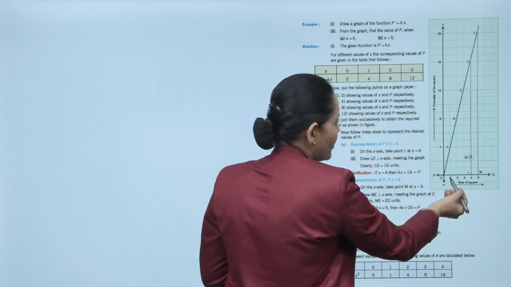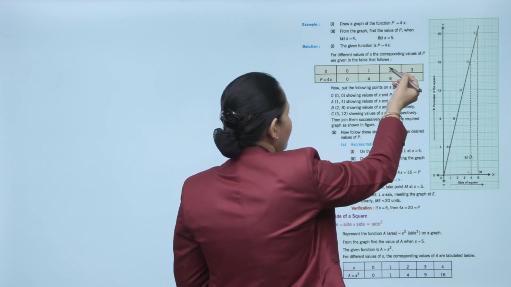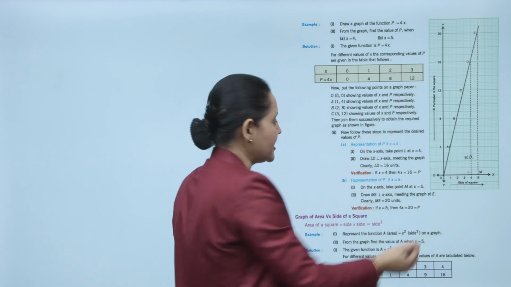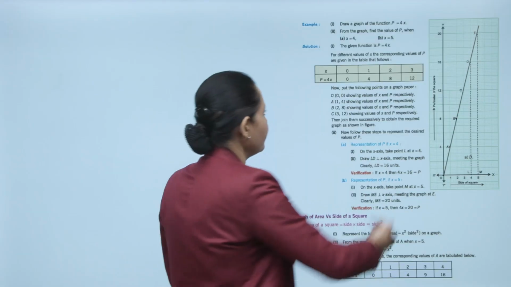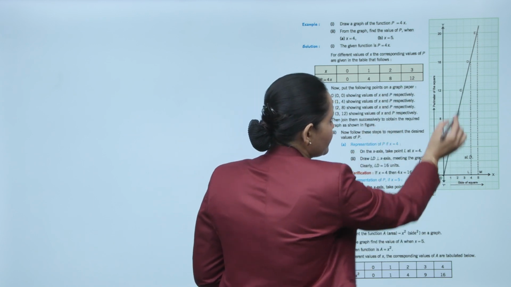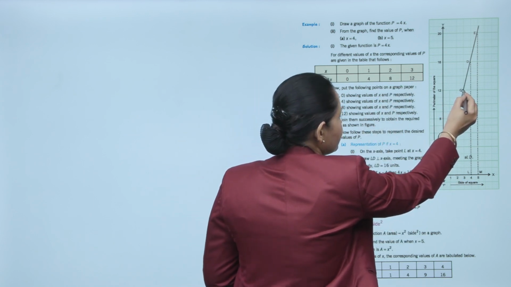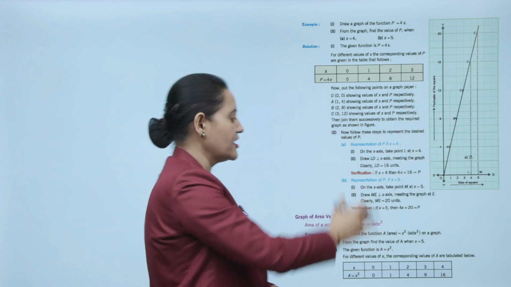If the value of x is 1, the value of y is 4. A point. Then the value of x is 2, the value of y is 8. 2 and 8. This is point B. If the value of x is 3, the value of y is 12. So 3 on the x-axis and it's 12. So point C. Like this we can plot the different points on the graph.